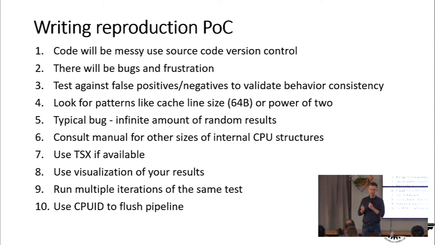So you want to look for patterns. Typically the cache is organized in cache lines, which are a size of 64 bytes, for example, right? Or it can be an RSB, a return stack buffer, which is 16, or any other internal structure. Typically, though not necessarily, it is a power of two, right? So a typical bug is that you're getting some results, but it's spitting out an infinite amount of random bytes that don't make any sense.